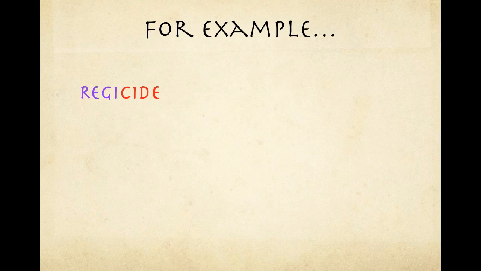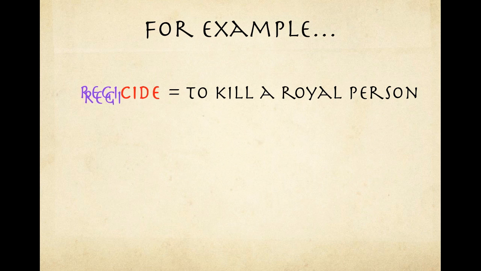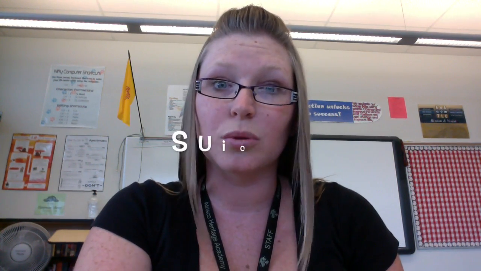Here's an example. Regicide means to kill a royal person. Now, I didn't have to know the definition to that term if I knew what the two roots already mean. So I know that regi means royal, and I also know that side means to kill. We also see that root side in words like suicide, homicide, regicide.